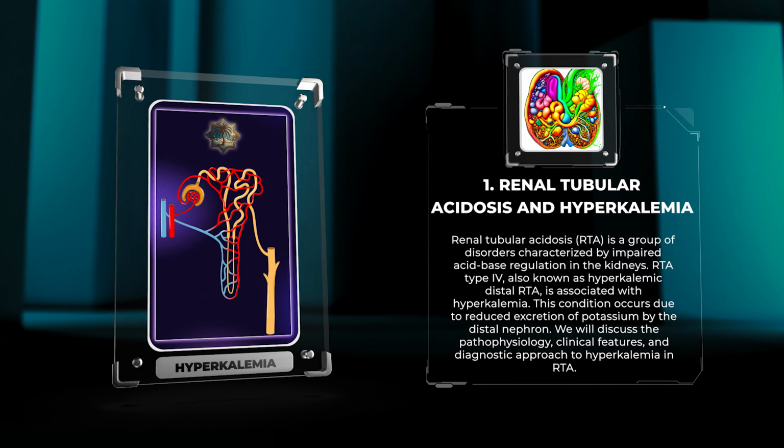The treatment of hyperkalemia involves several pharmacological agents that aim to lower the serum potassium levels. These include potassium-binding resins such as sodium polystyrene sulfonate, loop diuretics, and insulin with dextrose. We will explore the mechanisms of action, dosing guidelines, and potential side effects of these medications.